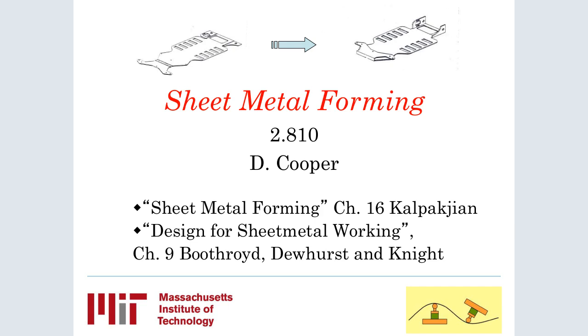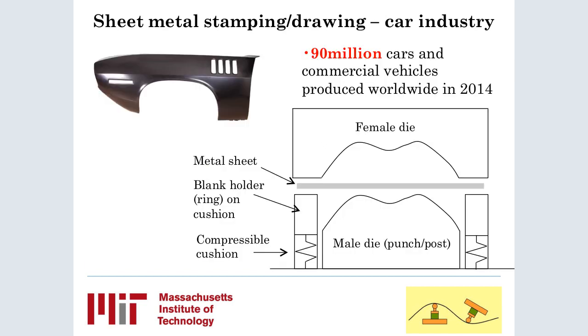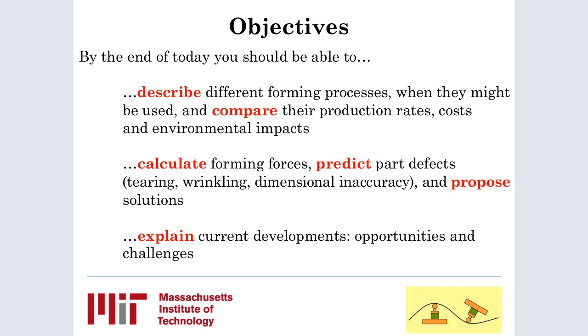I want us to add an overview of what you had in the first session. You can see examples of things that are formed using sheet forming methods. We have aeroplane bodies, tins, tools that we use in our daily lives, and automobile bodies. Any metallic thing, we can see the shapes. About 90 million cars and commercial vehicles are produced worldwide from metal forming processes.